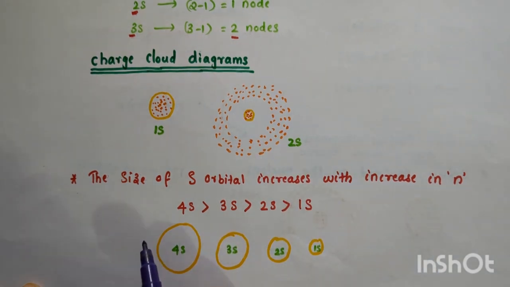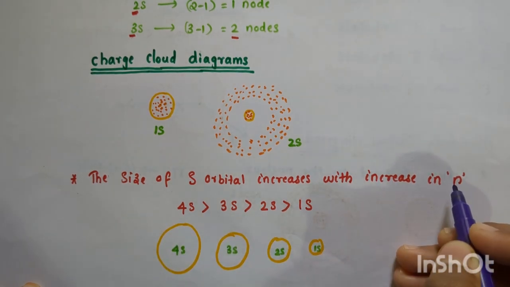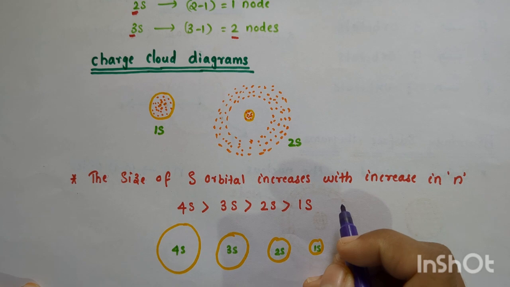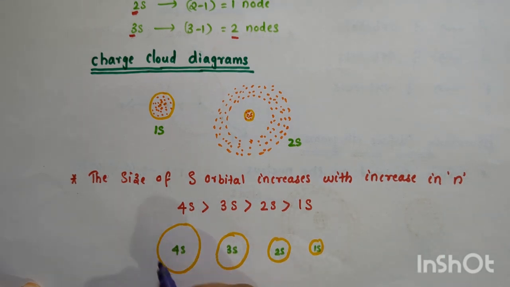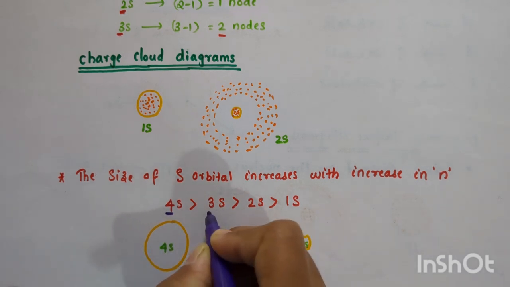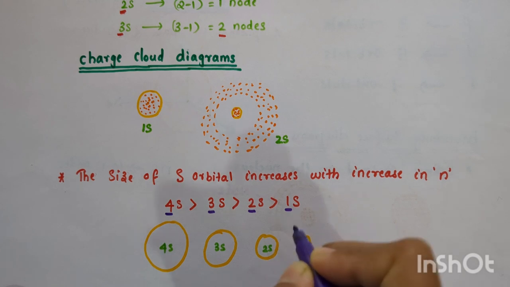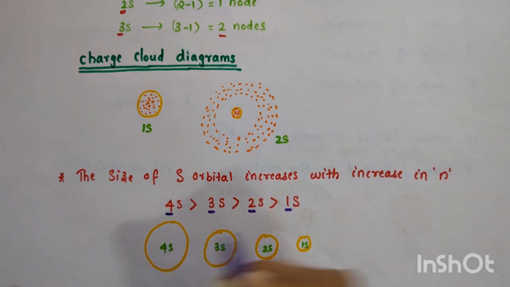You see, the size of the s orbital increases with increase in the principal quantum number n. That is, if you consider the size of the 4s orbital, it will be greater than that of the 3s orbital. That will be greater than the size of the 2s orbital, and it will be greater than the size of the 1s orbital. Because when we consider 4s orbital, its principal quantum number n value is 4. For 3s orbital, it is 3. For 2s orbital, it is 2. For 1s orbital, it is 1. So the size of the s orbital increases with increase in n.